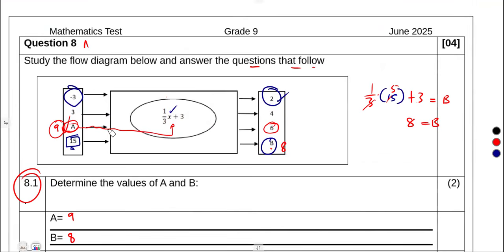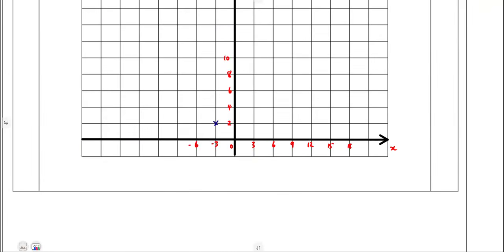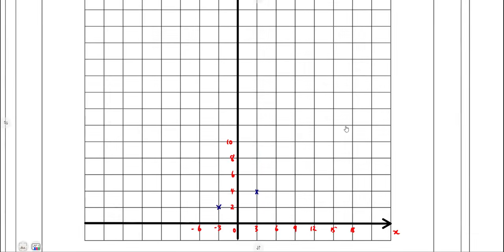The following one, 3 corresponds to 4. When x is 3, y is 4. Where they meet, you mark a point. So that is the condition. You mark a point 3 and 4. They meet here. You mark a point and so on and so on.